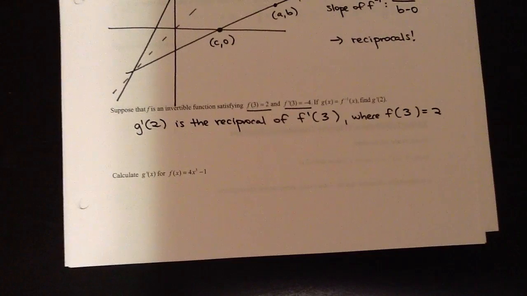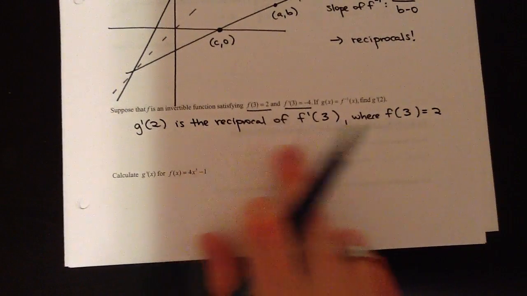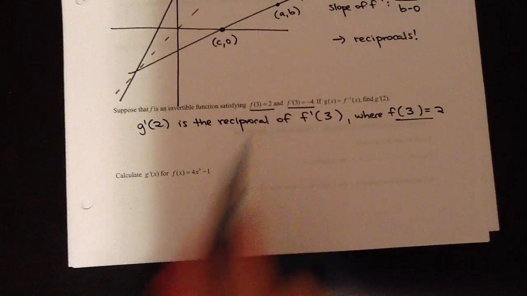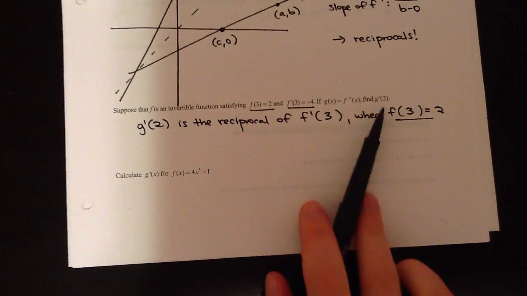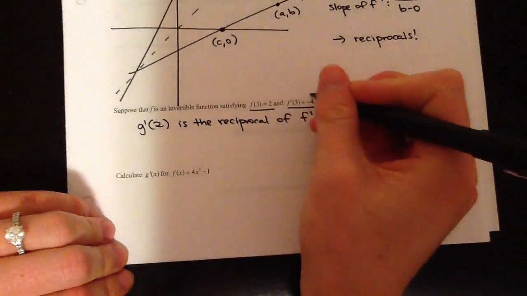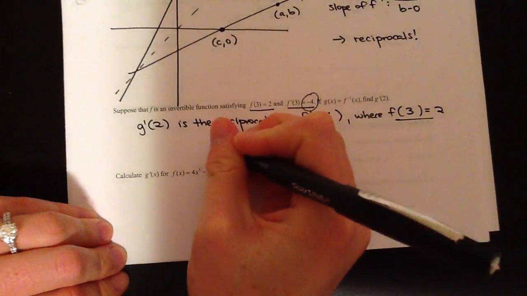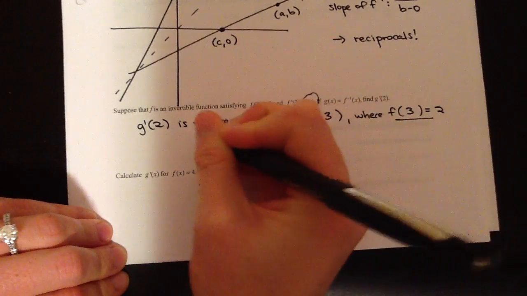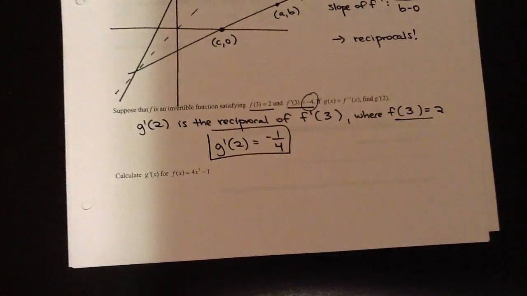Okay, so that's what I figured out so far. g prime of 2 is the reciprocal of f prime of 3. So I know that this is true: f of 3 equals 2. They just handed that to me. And if I want g prime of 2, it's just the reciprocal of f prime of 3. So since f prime of 3 is negative 4, that means that g prime of 2 is the reciprocal, which is negative 1/4. So there's really not that much to it.